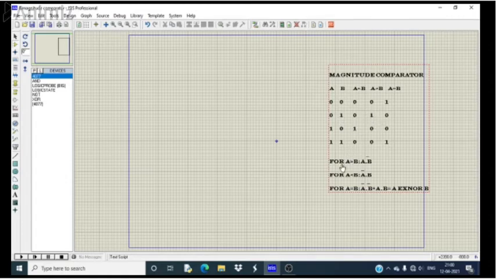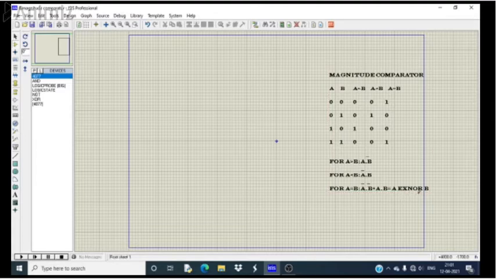So friends, the equation for A greater than B is A AND NOT B, and the equation for A less than B is NOT A AND B, and the equation for A equal to B is NOT A AND NOT B plus A AND NOT B, that is equal to A XNOR B.